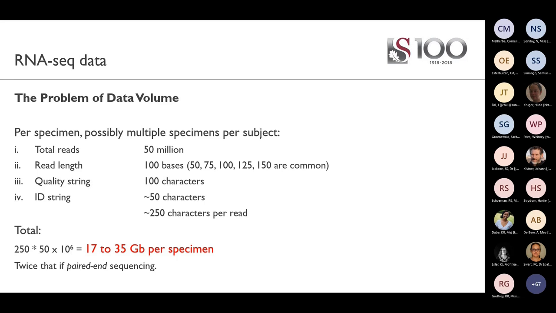Each base is accompanied by a quality indicator, which is in a quality string the same length as the read length. And then you have an ID string, and that together gives you about 250 characters per read. So with 250 characters and 50 million reads, you get about 17 to 35 gigabytes per specimen, and double that if you're doing what is called paired end sequencing.